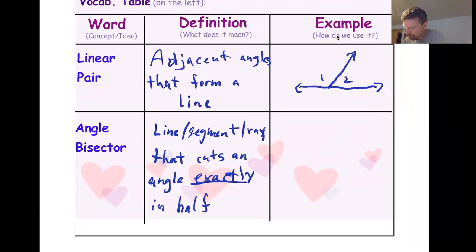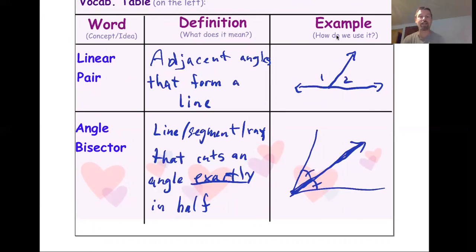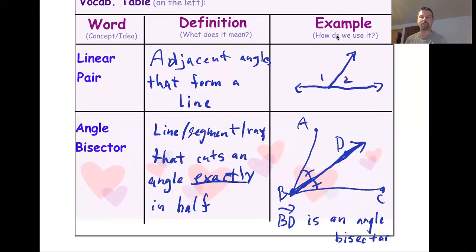So for an example, I'm just going to make something that looks to be an angle bisector. That looks like it might cut it in half. But in geometry, again, be careful on looks. Just because it looks like it cuts it in half doesn't mean it does for sure. However, if I put these tick marks here, one there and one there, that indicates that the angles are equal. Now that ray is an angle bisector. If we wanted to give it names, we could. Why not? Let's call this A, B, C, D. And then we could say ray BD is an angle bisector, because it cut that angle exactly in half.